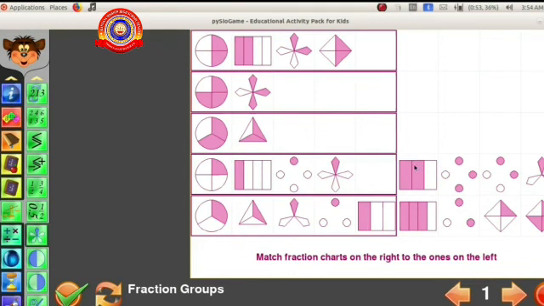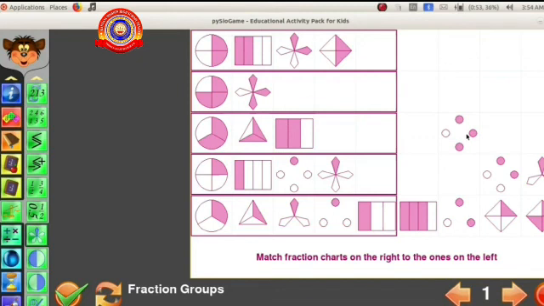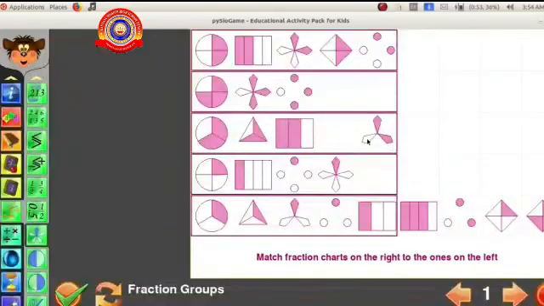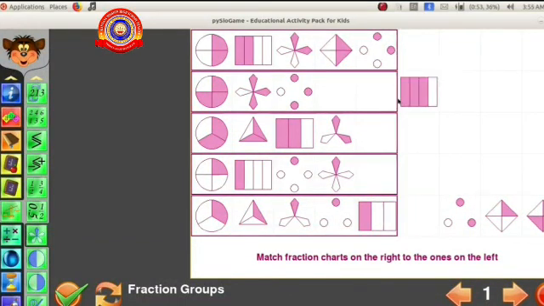Okay. All of you listen carefully. Next chart is 2 by 3. So we can match the fraction 2 by 3. Next chart is 3 by 4. So we can match the fraction 3 by 4. Okay. Next one 2 by 4. So we can match 2 by 4 here. Next chart is 2 by 3. So we can match here. Next one 3 by 4. So we can match the fraction 3 by 4.